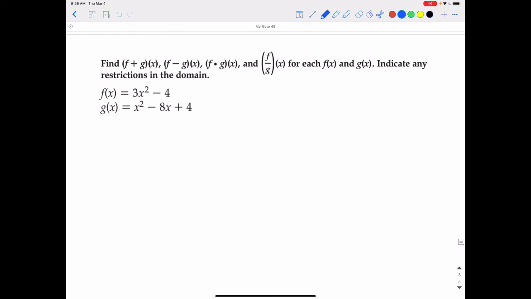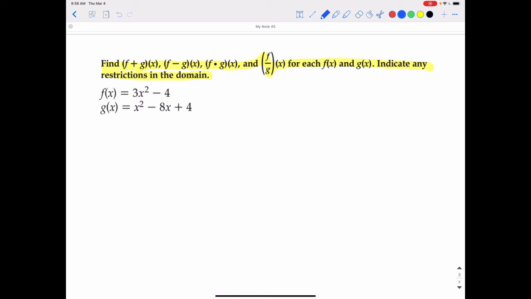So let's do one more, and this is a complete set of problems here. The directions are we're going to find f plus g, f minus g, f times g, and f divided by g, and indicate restrictions to the domain. Remember, we only have to worry about that when dealing with the division portion.